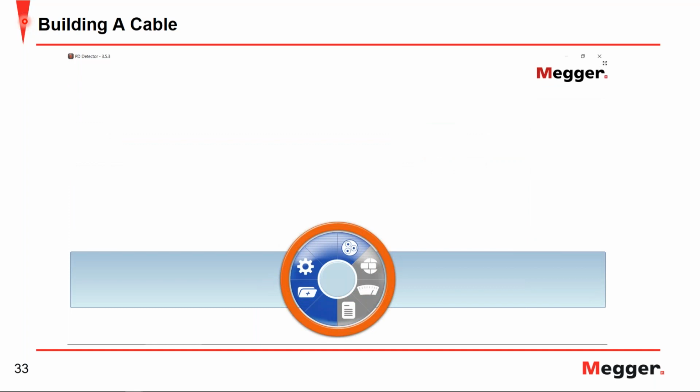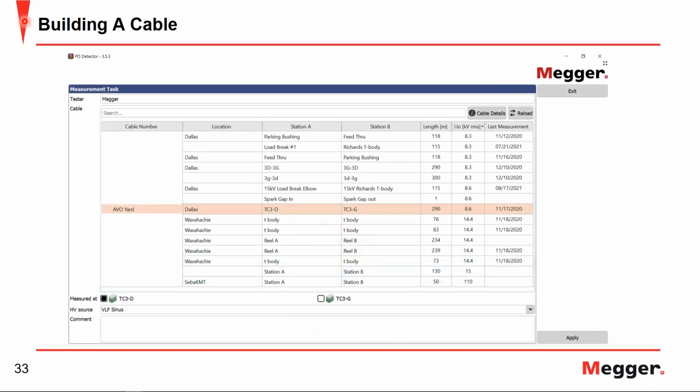Next is going to be our new measurement task. So now we have to actually choose what cable we're going to test. You can see I selected the AVO yard, which is the cable that we just built. Now notice there is a library in here, so you can have several different cables that you've built and have them saved in here. And one thing that I really like about this is if you test a cable and you go back to test it later, maybe for whatever reason, you can always access that build again and access that previous measurement as well.